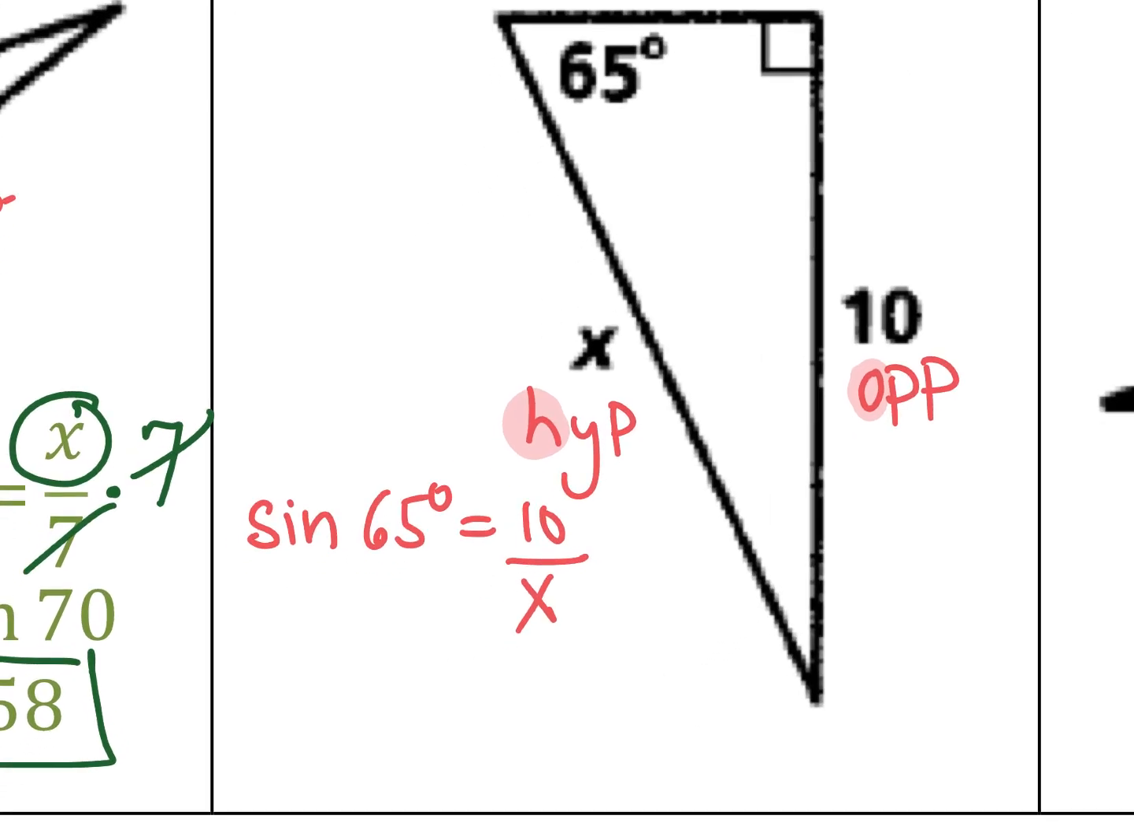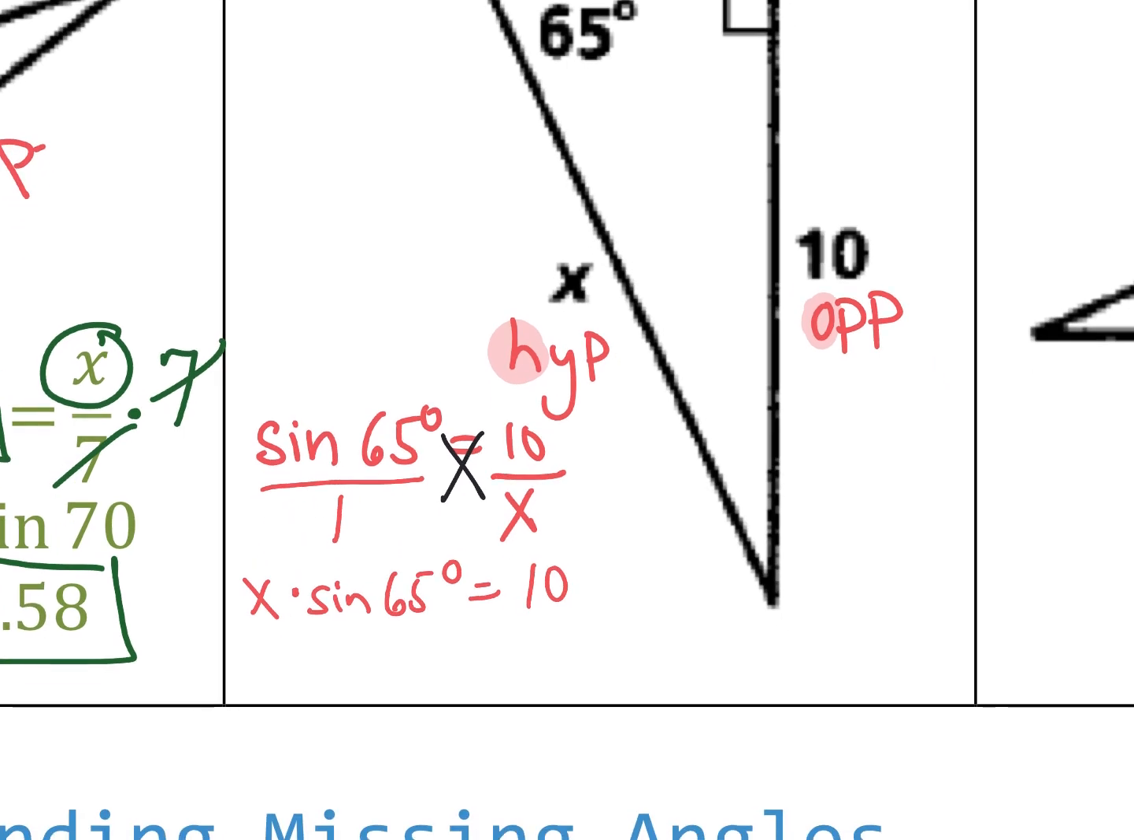I'm going to go ahead and put that over 1. Why I'm doing that is because right here we have a proportion. So we've got the sine of 65 over 1 equals 10 over x. So I'm going to cross multiply. So I have x times the sine of 65. And that's equal to 10 times 1, which is 10. To get that x by itself, I would just divide both sides by the sine of 65.